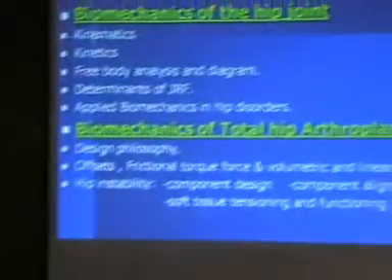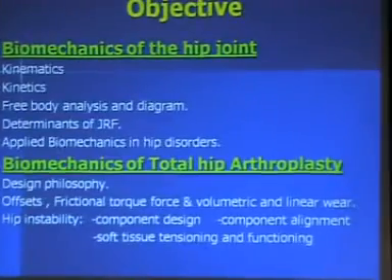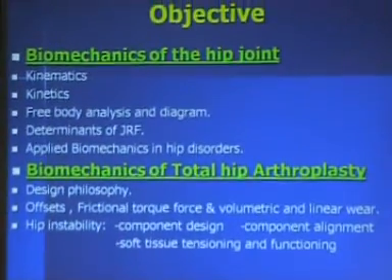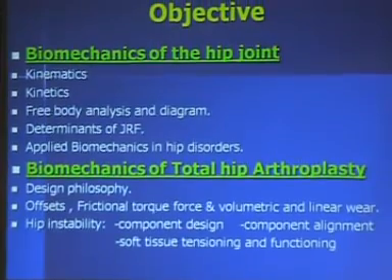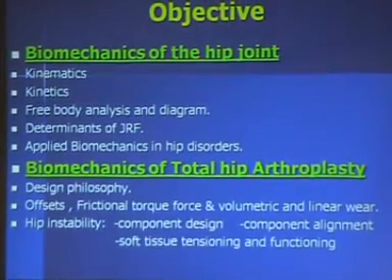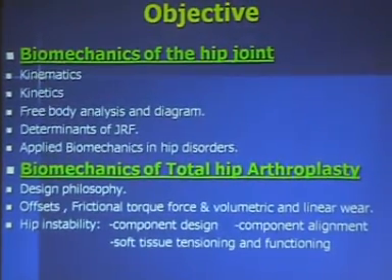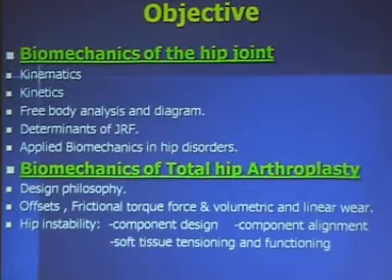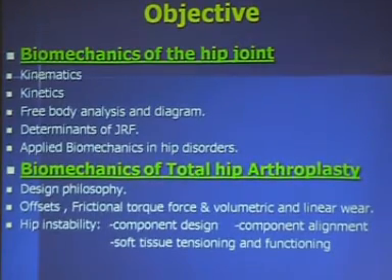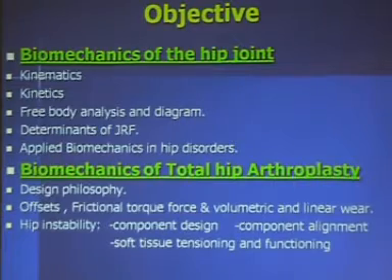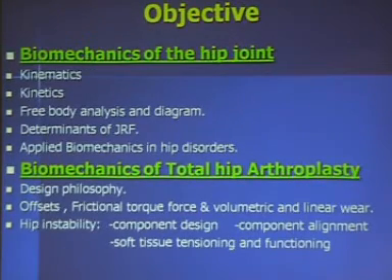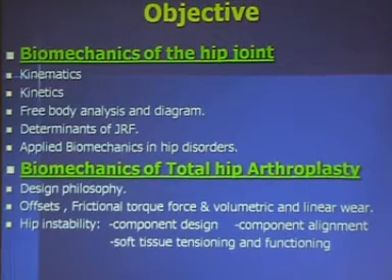The objective is to discuss biomechanics of the hip joint, passing through kinematics, kinetics, free body analysis and diagrams, determinants of joint traction force, and applied biomechanics in hip disorders. Then we will discuss total hip arthroplasty applied biomechanics, mainly design philosophy, offsets, frictional torque force, volumetric and linear wear, and hip instability factors.